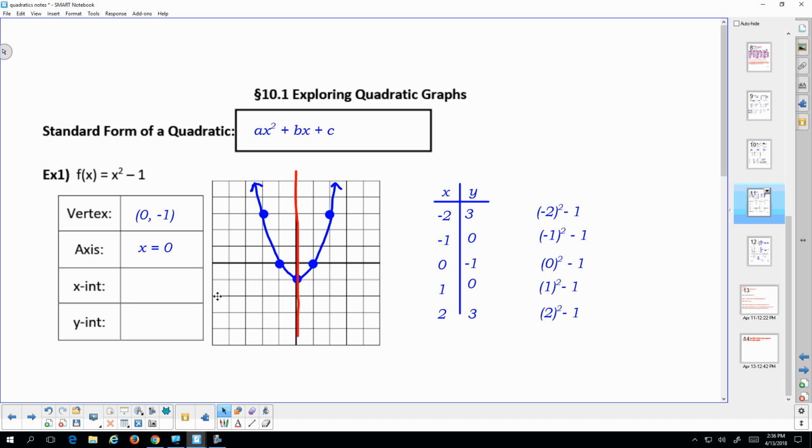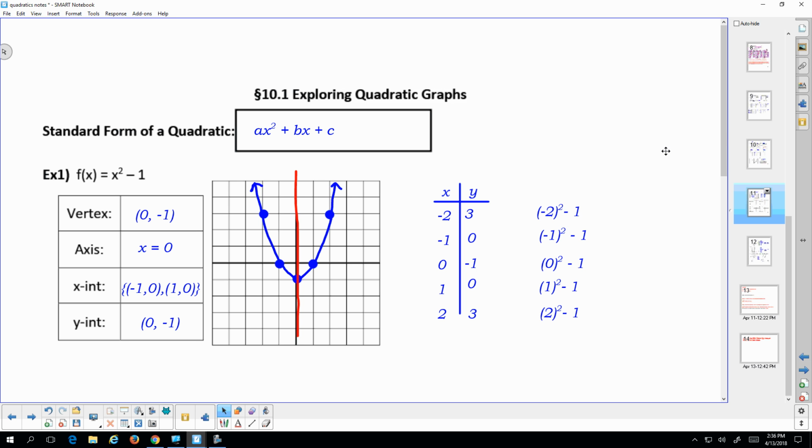Now the x-intercepts. Where does this graph cross the x-axis? It crosses it twice, at -1, 0 and 1, 0. So -1 and 1. And then what's the y-intercept? Where does it cross the y-axis? It crosses it down here at 0, -1.